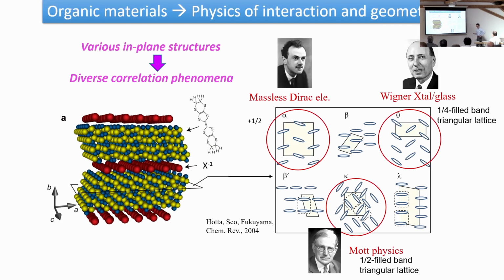And today I'd like to talk about two topics. One is Mott physics, particularly spin liquid physics. This physics is going on in this molecular arrangement, the half-filled band triangular lattice. And charge glass physics emerges in this class of materials, whose molecular arrangement is specified by the theta type. So here I'd like to talk about spin liquid physics and then charge glass physics, or charge liquid physics.